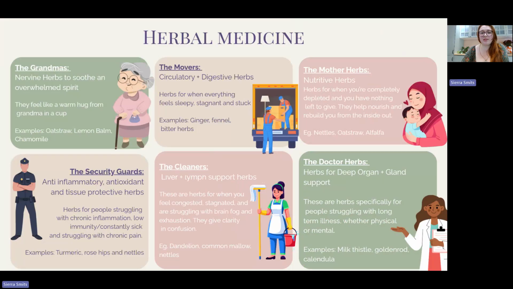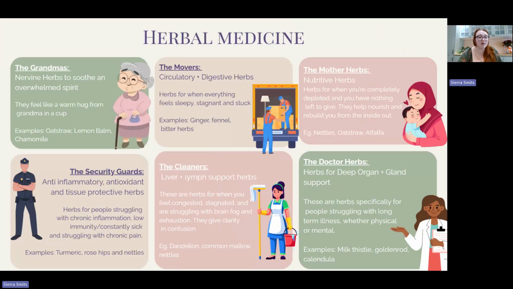Then I have what I call the mother herbs. These are nutritive herbs. So think about, again, I don't know what kind of childhood you had, but imagine a child whose mom always made sure there was warm food on the table, healthy food on the table, this is the mom who would sit down and have a tea and cookie with you after school. That's what these herbs are. These herbs are for when you're completely depleted and you have nothing left to give. They help nourish and rebuild you from the inside out. They tend to be very high in vitamins, minerals, herbal compounds that help you absorb your nutrients. Examples of these would be nettles, oat straw, and alfalfa.